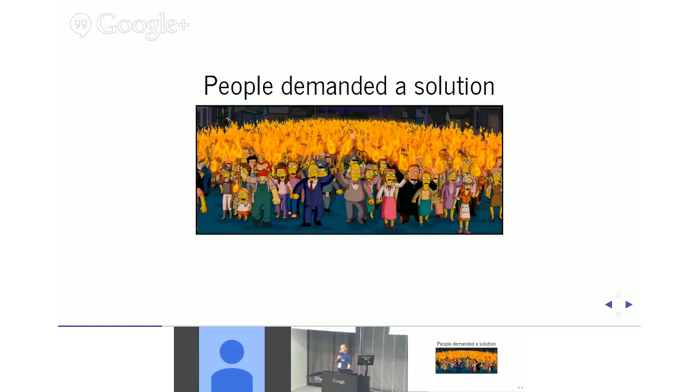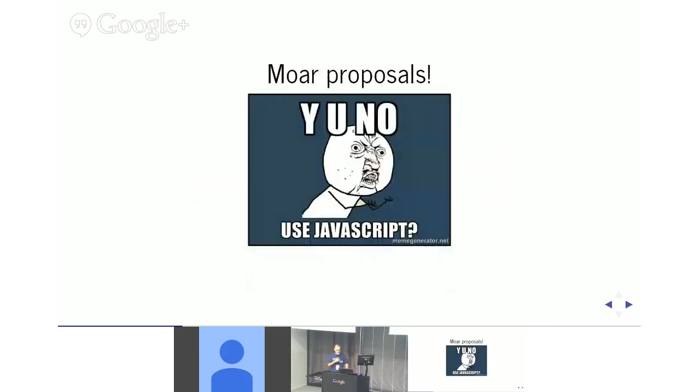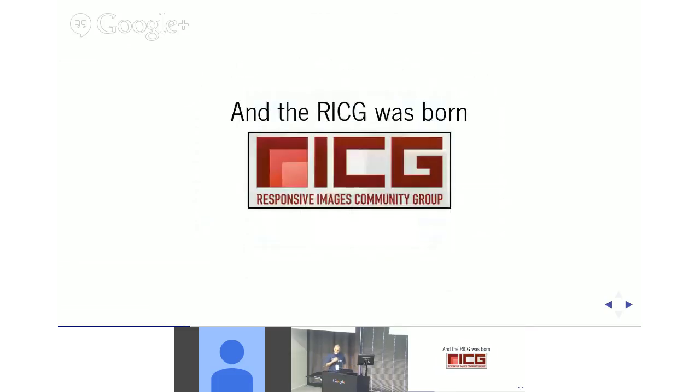Web developers gathered up and started looking for a solution, demanding some kind of a native solution to this problem, mainly because all JavaScript-based approaches were hurting performance one way or another. A lot of mailing lists, a lot of mails have been sent, a lot of proposals have been suggested, and eventually the Responsive Images community group was born.